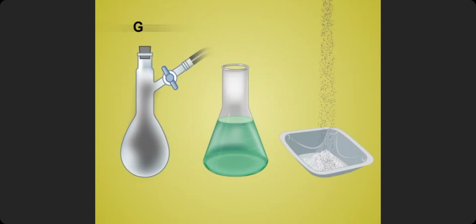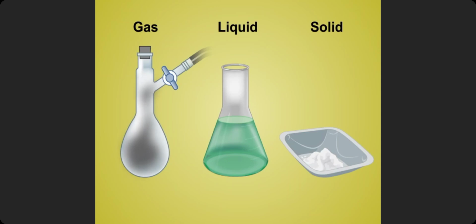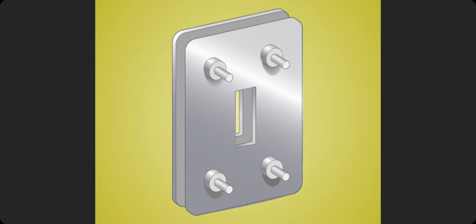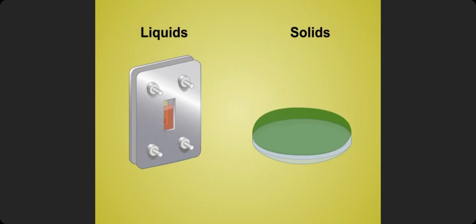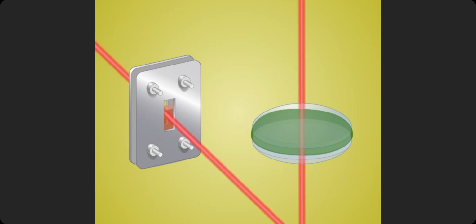The sample can be gaseous, liquid, or solid depending on the construction of the instrument. For a standard detector, gases and liquids are placed in a cell with IR transparent windows, and solids are suspended in oil or pressed into a transparent pellet with potassium bromide. The IR light is then directed through the sample to the detector.